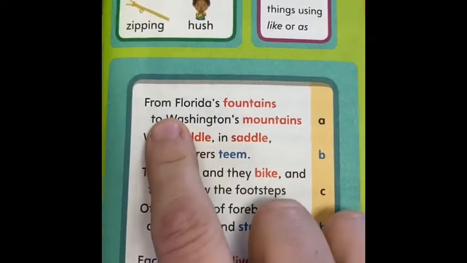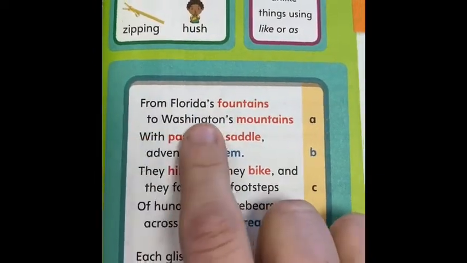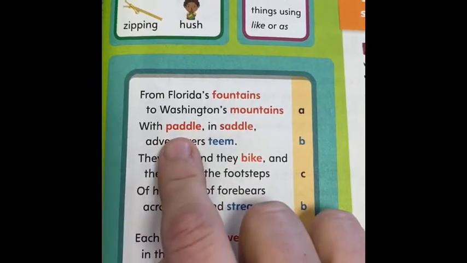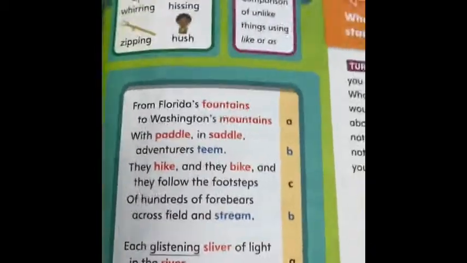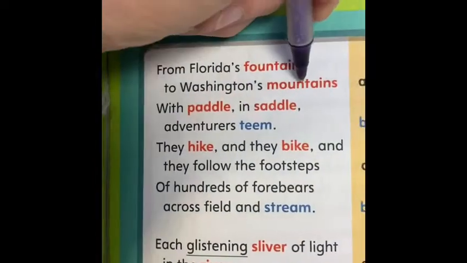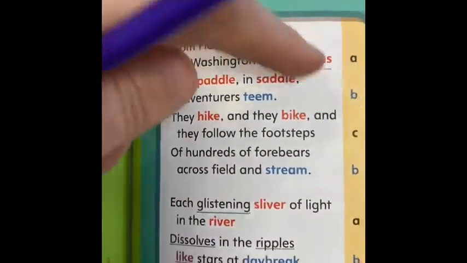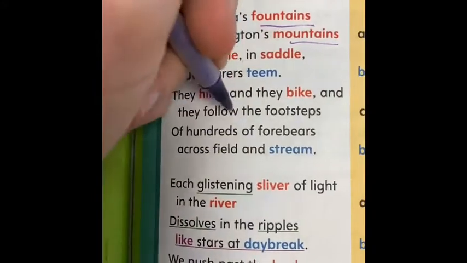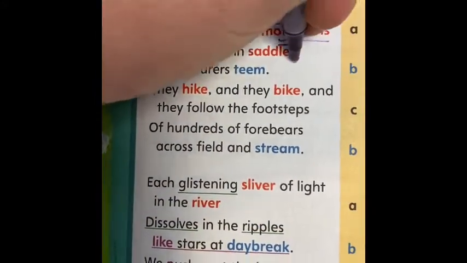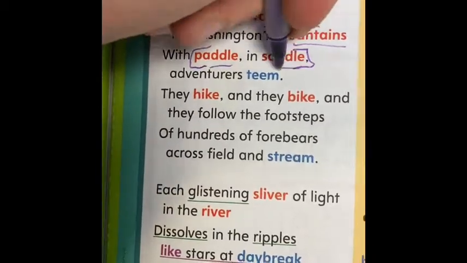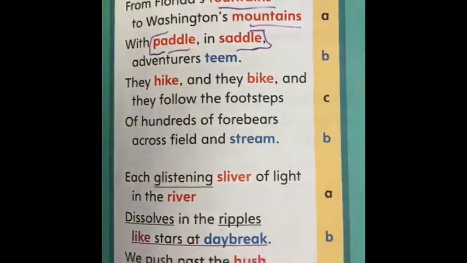Here's an example right here. From Florida's fountains to Washington's mountains, with paddle in saddle, adventurers team. So our end rhyme here is at fountains and mountains. That's the end rhyme. But our internal rhyme is right here, all in the same line. See, paddle and saddle are all in the same line.